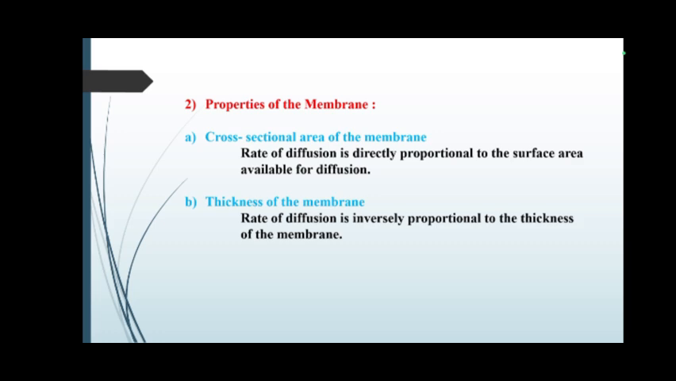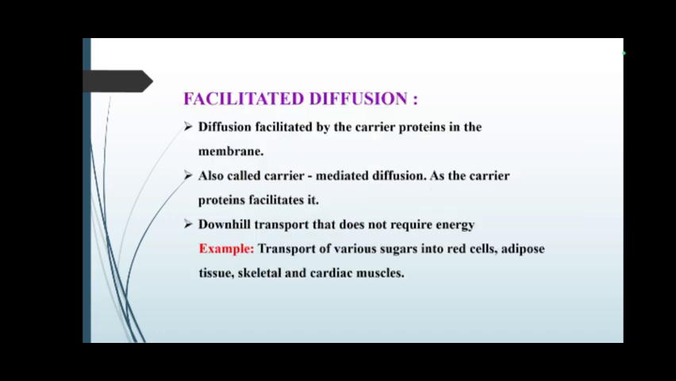Properties of the membrane. Cross-sectional area of the membrane: rate of diffusion is directly proportional to the surface area available for diffusion. Thickness of the membrane: rate of diffusion is inversely proportional to the thickness of the membrane.